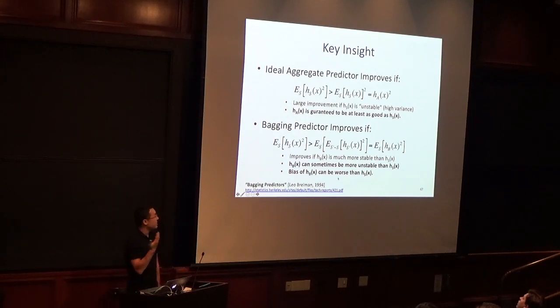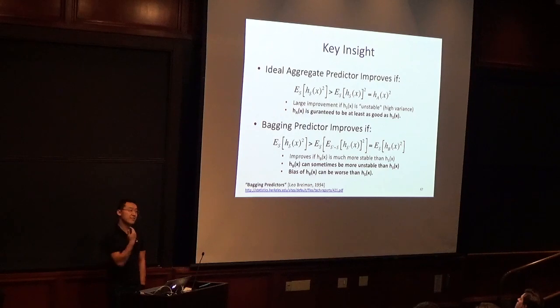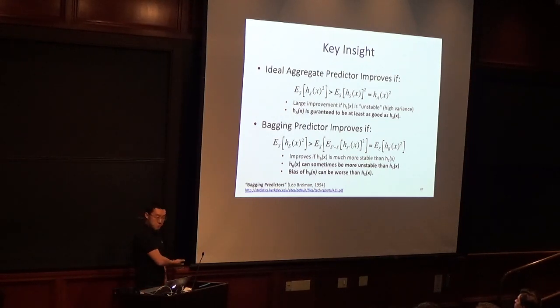And now bagging gives you a reduction in error if this inequality is true, and if this inequality is large. And most of the time that's actually true. But of course it's not always true. So this gives you one mathematical characterization of when you might expect bagging to help.